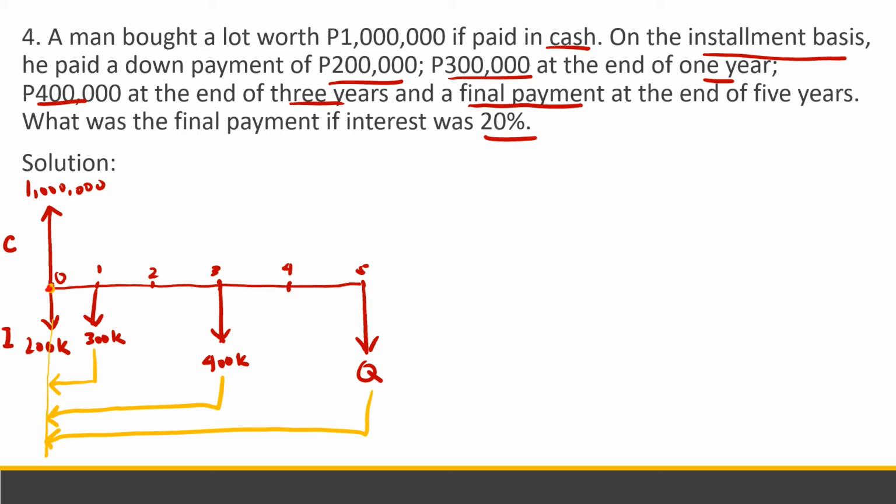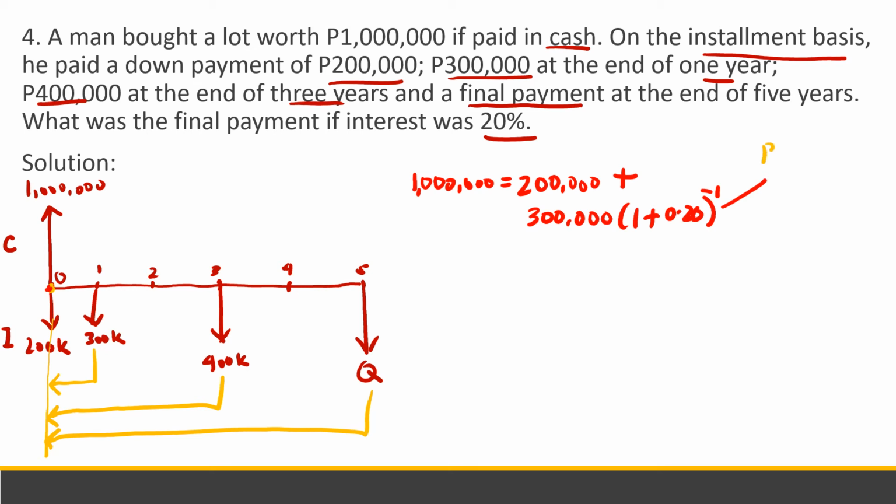Okay, so using today as the focal point or focal date, which is 0, first there is 1 million. On the other side of the equation, 1 million is equal to first 200,000 plus our 300,000 times 1 plus I, which is 20%, for 1 year, so negative 1. This is the equation from the previous one, P is equal to F times 1 plus I to the power of negative N.